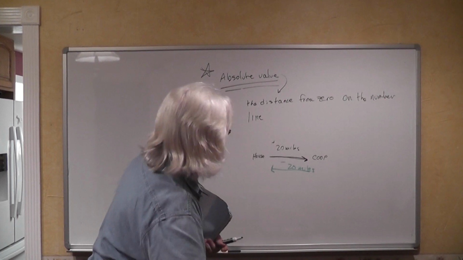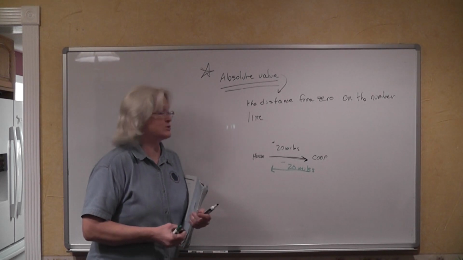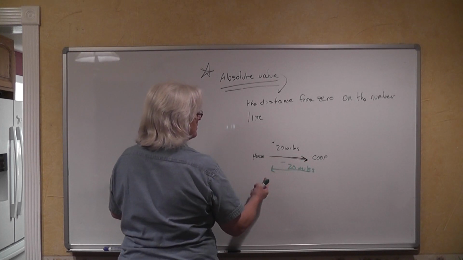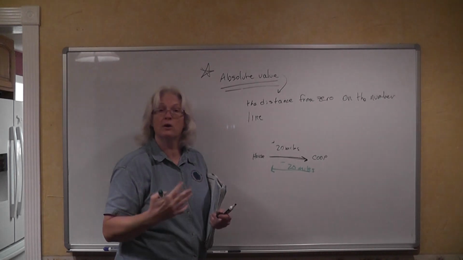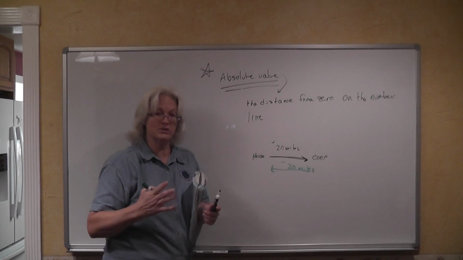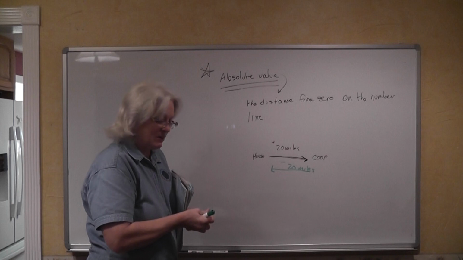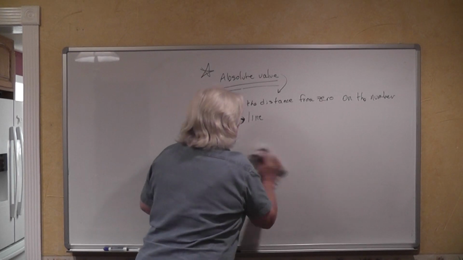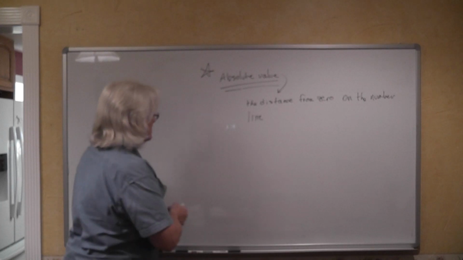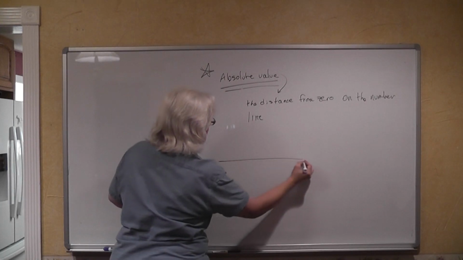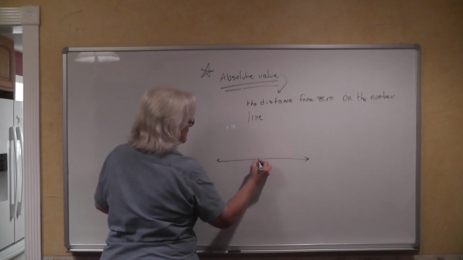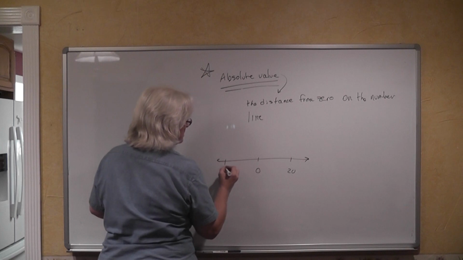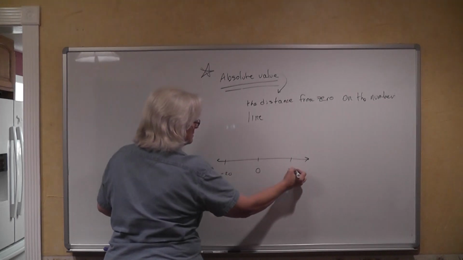Is that true? No. Unfortunately, it's not. I drove 20 miles one way, 20 miles the other way. So I drove a total of 40 miles, and that's what they're talking about when they talk about absolute value being distance from 0 on the number line. So here is our number line. Here is my house, which is 0, 20, and a negative 20.